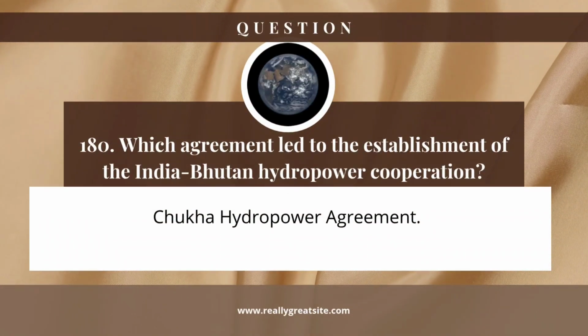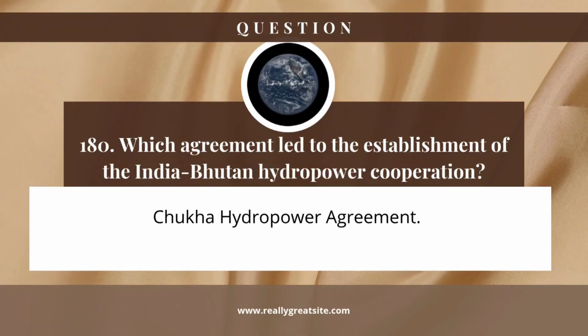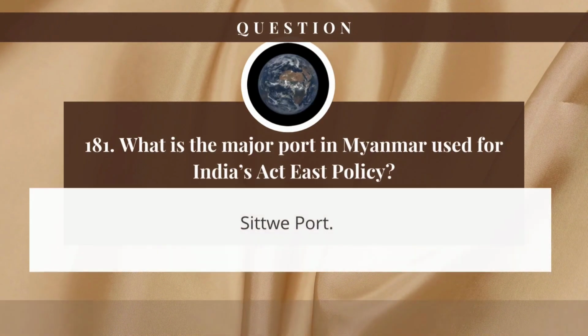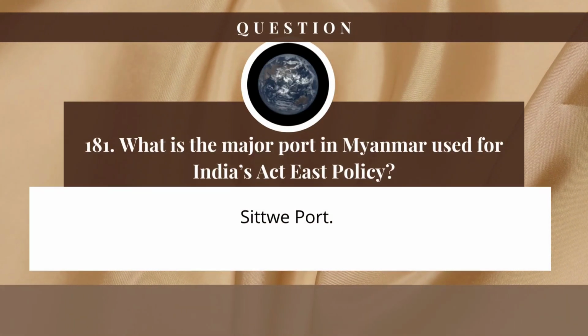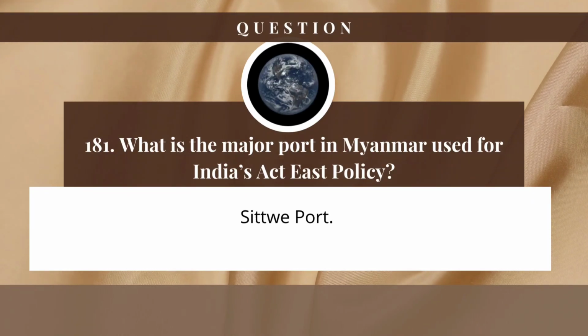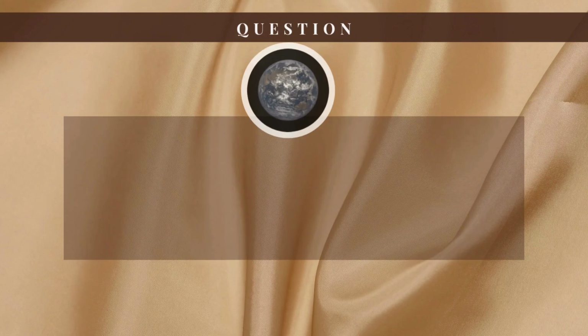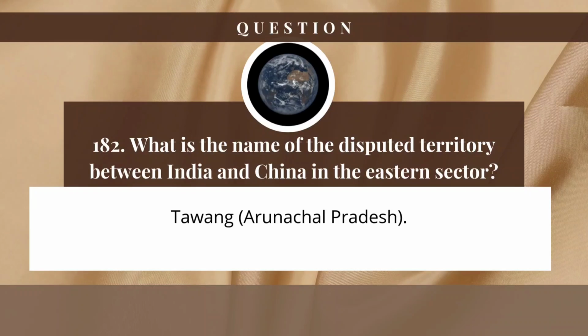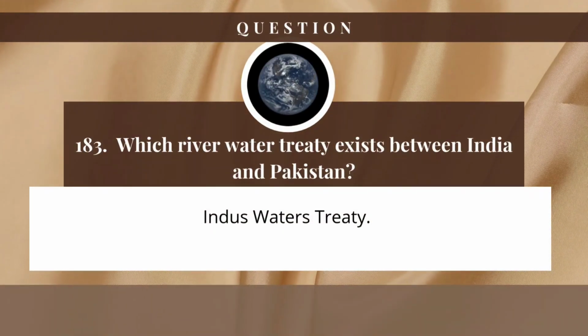180. Which agreement led to the establishment of the India-Bhutan Hydropower Cooperation? Answer: Chukha Hydropower Agreement. 181. What is the major port in Myanmar used for India's Act East policy? Answer: Sittwe Port. 182. What is the name of the disputed territory between India and China in the eastern sector? Answer: Tawang, Arunachal Pradesh.